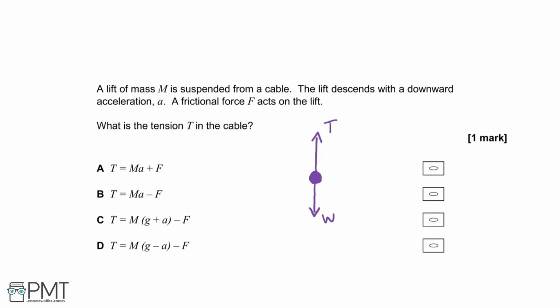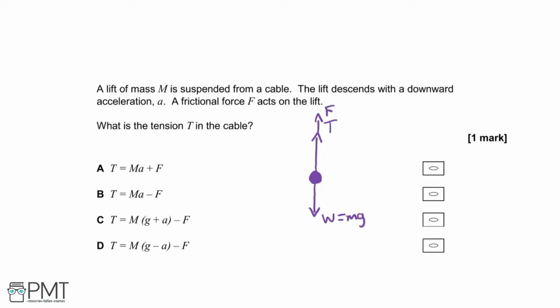And we know that weight is equal to the mass times gravitational field strength. Now the other force that we need to deal with is this frictional force F, which is also acting upwards because the lift is descending and the frictional force acts in the opposite direction to the movement of the lift. So we now have an upward force F, an upward force T, and a downward force W, which is going to break off into mg, which we're going to use in one of our answers.